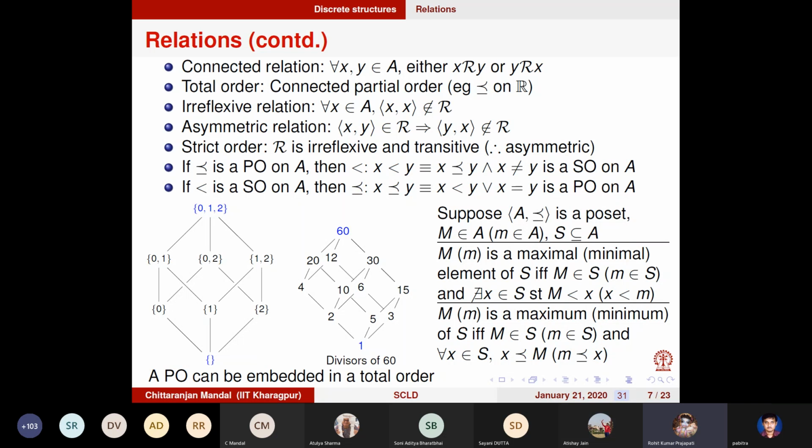30. Why is 30 the minimum upper bound? It has to be the minimum, not the minimal. So for 10 and 6, what is the upper bound set? 30 and 60. And the minimum upper bound is 30. Good. You can check any two. For example, if you take 2 and 5, what is the upper bound set?